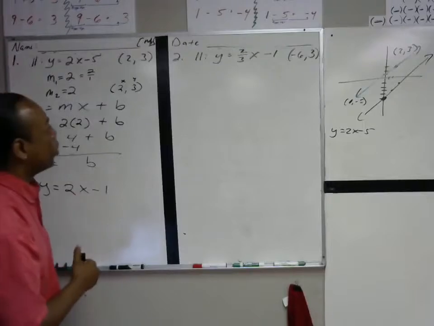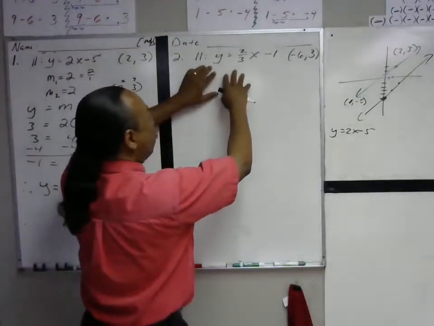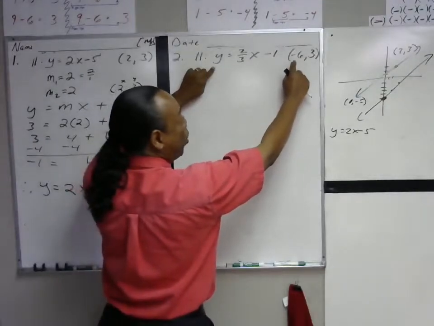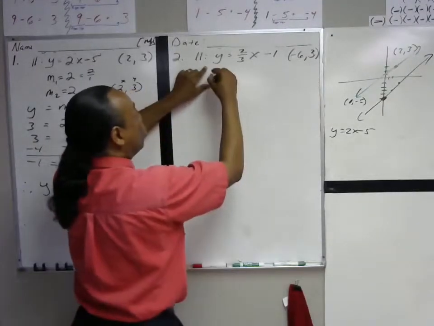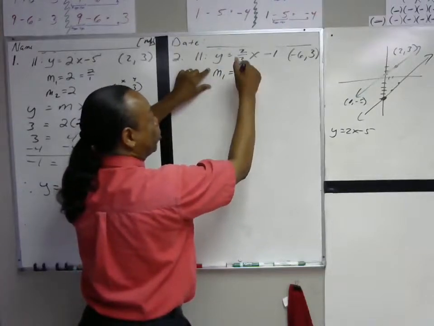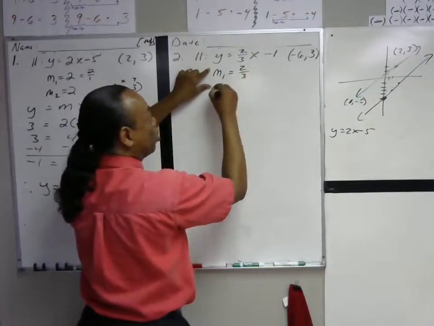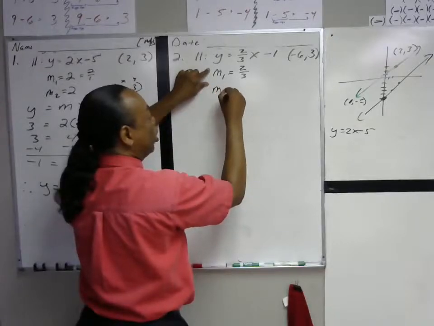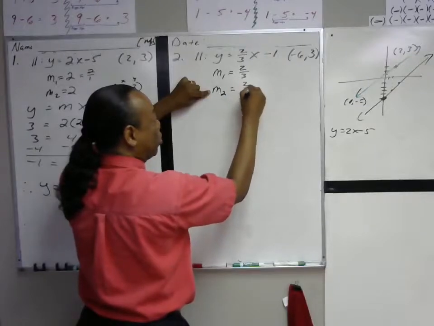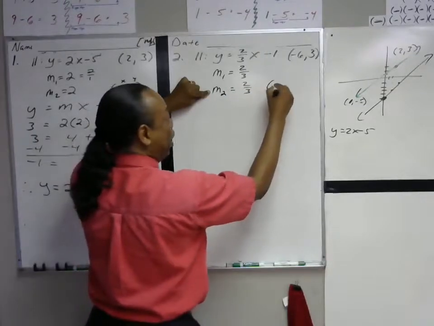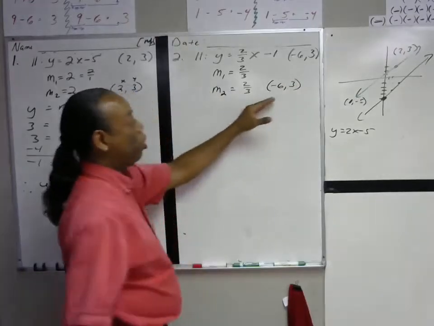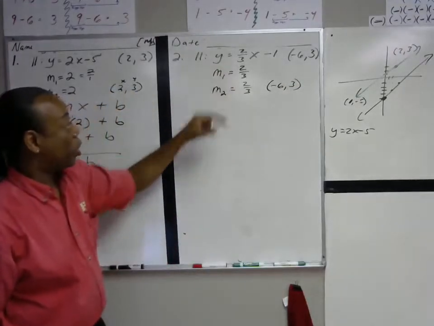Okay, let's go here. All right, I want to make a line that's parallel to this, but it's going to go through the point -6, 3. So I first identify my first slope. My first line's slope is 2/3. To be parallel, my second equation's slope is going to have to be 2/3. And it's going to have the point -6, 3. So these are the conditions for that second line that's going to be parallel.